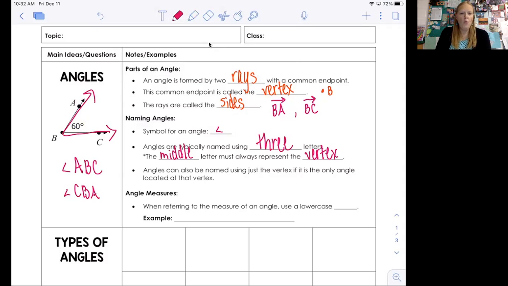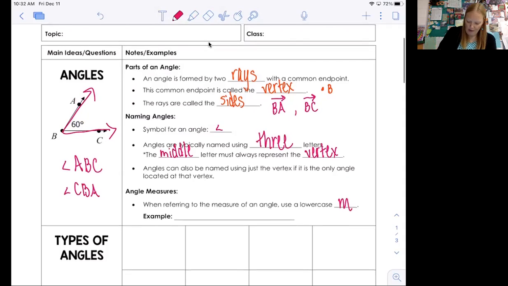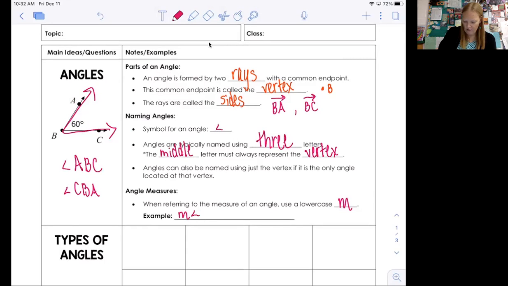Okay. When referring to the measure of an angle, so like let's say we're going to say the measure of angle ABC is 60, we have to use a lowercase m. So we would say the measure of angle ABC, like that, equals 60 degrees. Okay, so we're going to practice this in just a few minutes. Right now, we're just going to kind of set it up.